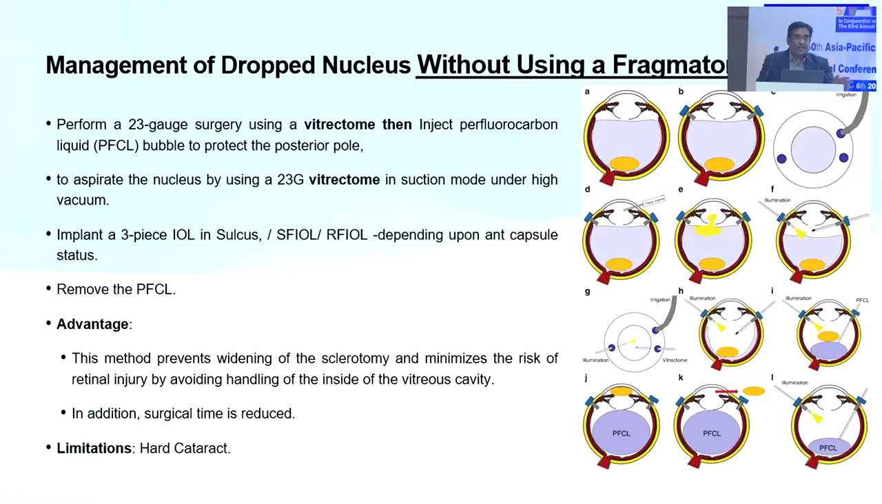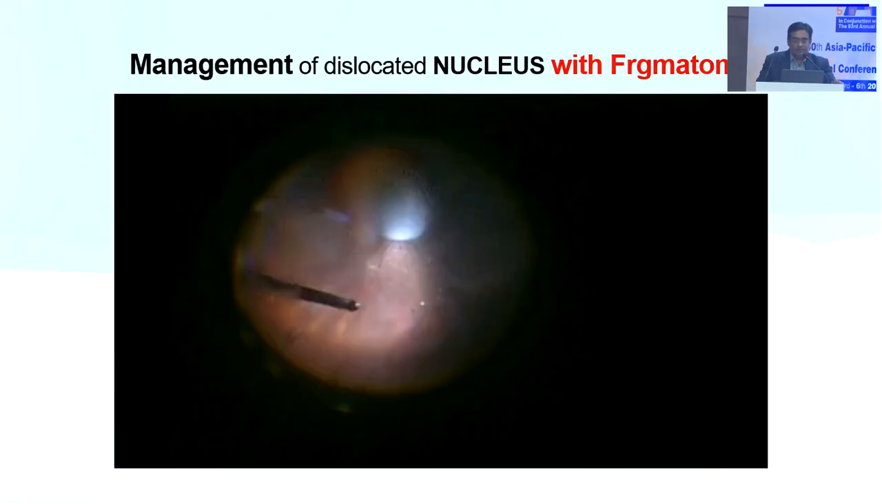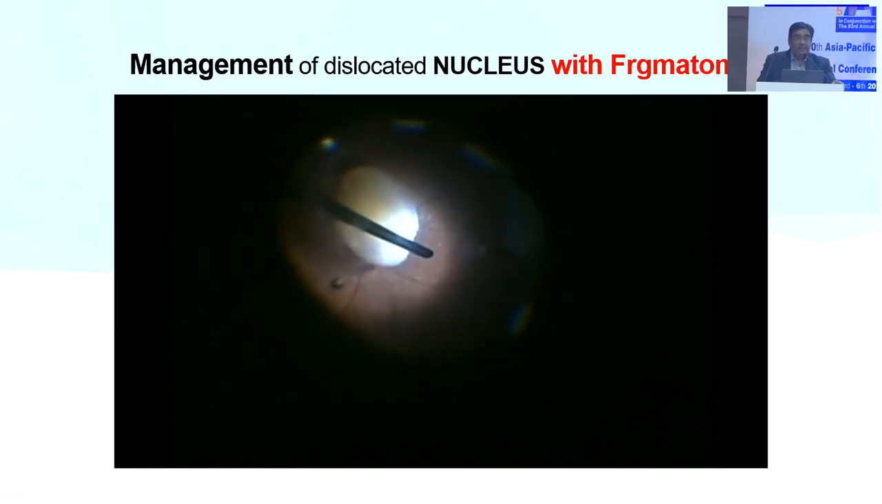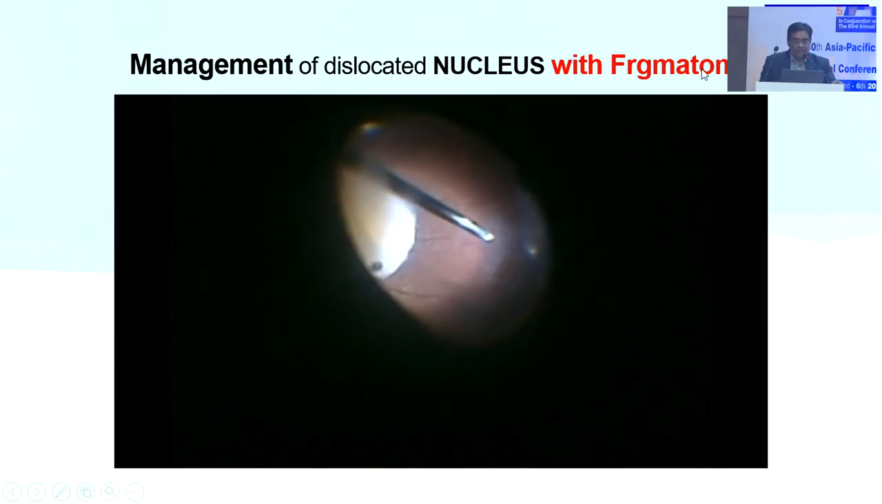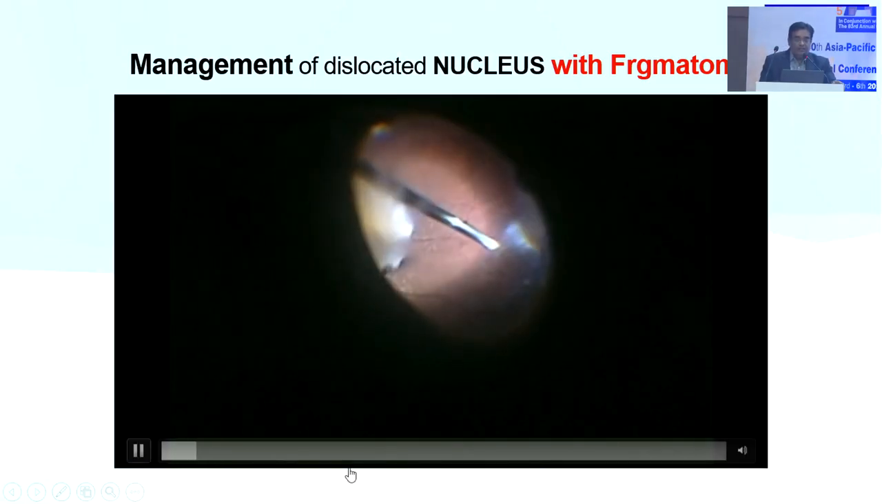But the limitation is hard cataract. We cannot remove a hard cataract with the vitrectome. For a hard cataract, we can elevate the nucleus with PFCL and remove it from the anterior chamber. So with a hard nucleus, if you want to treat inside the vitreous cavity, then you need a fragmatome.